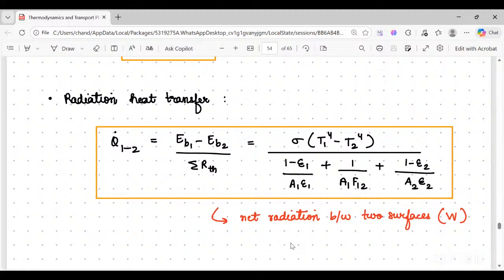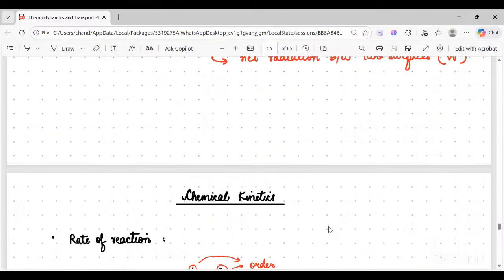Radiation heat transfer: Q is equal to E_b1 minus E_b2 by sigma R_th. R_th for a two body system is 1 minus epsilon 1 by A1 epsilon 1, plus 1 by A1 F12, plus 1 minus epsilon 2 by A2 epsilon 2. So this is the net radiation between two surfaces.